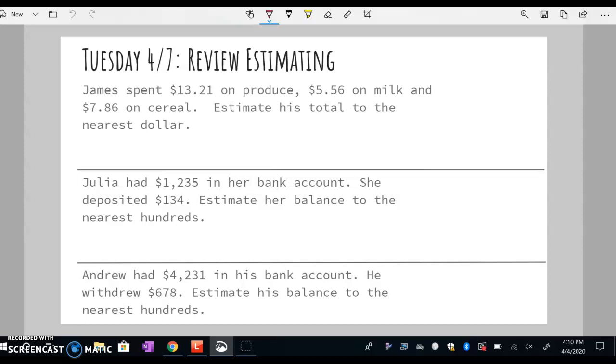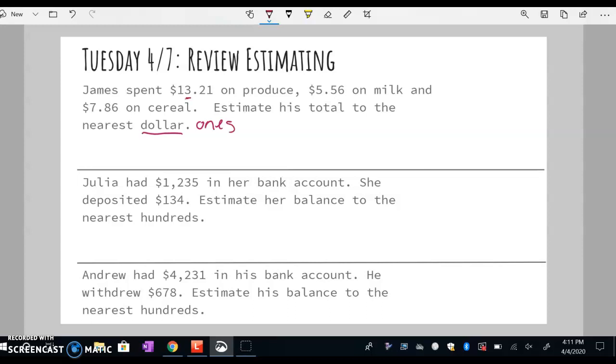So in our first example, James spent $13.21 on produce, $5.56 on milk, and $7.86 on cereal. We want to estimate the total. How much is he going to be asked to pay at the register to the nearest dollar? And if you remember from yesterday, the nearest dollar is the same thing as saying round it to the ones place. So the first thing we need to do is round each of our numbers.